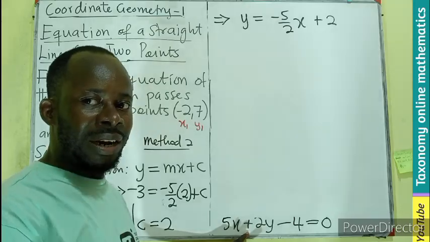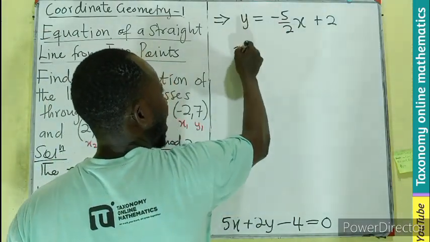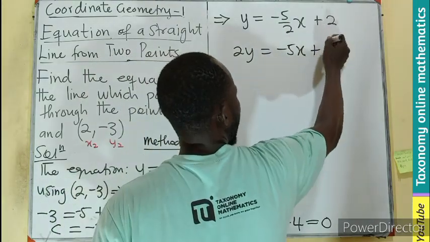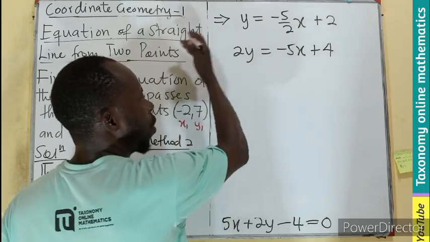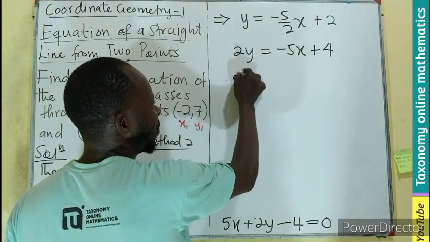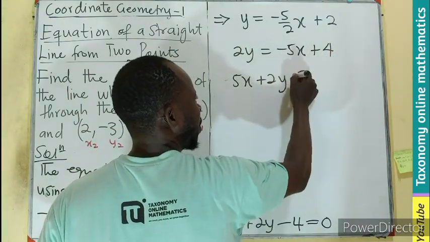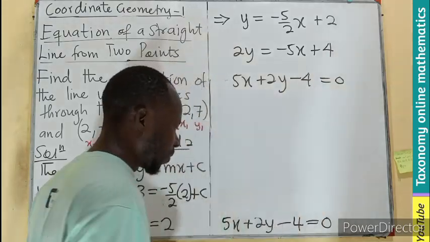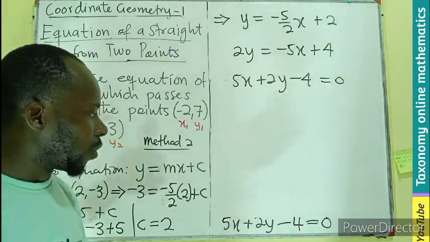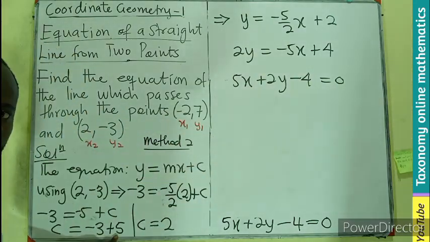But we want to send it into the general form. So we multiply through by 2. 2 here, 2y. 2 here, minus 5x. 2 here, 4. Let's transpose all to the right. We'll be having positive 5x plus 2y. This is positive, becomes negative, equals 0. And I guess that was what we found for the first one also. So you see, we can either use this directly or we use the previous one.